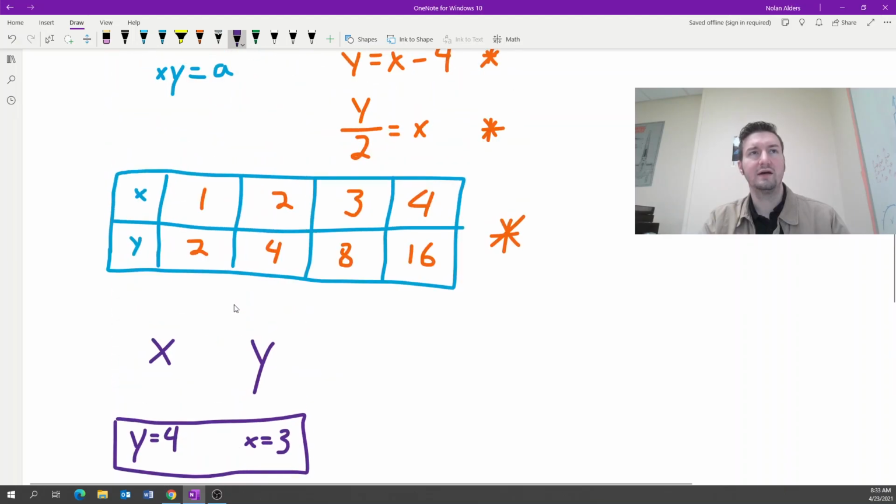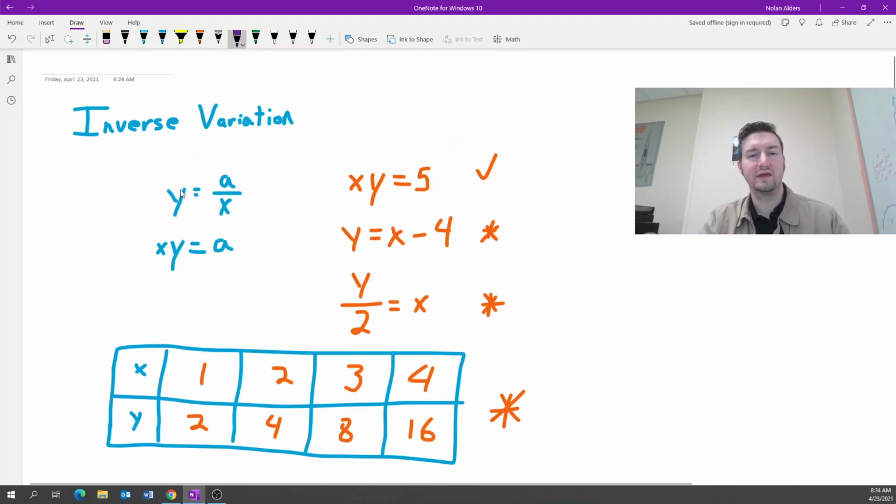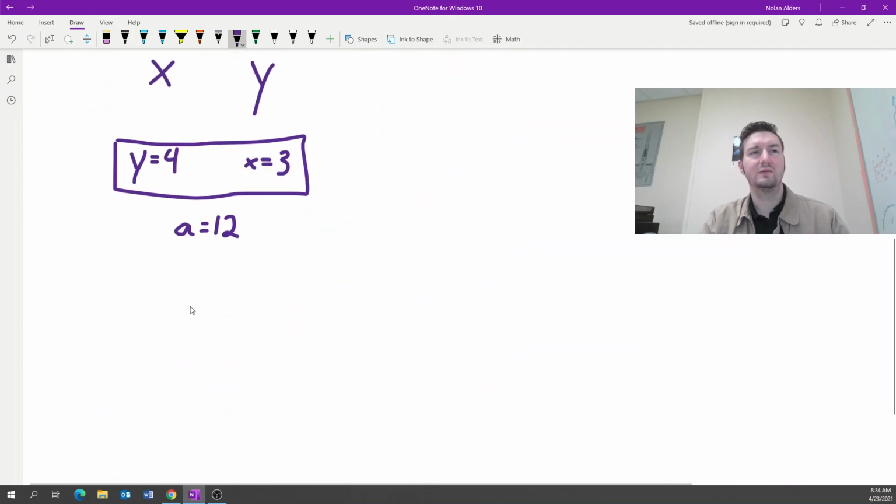So then we can write our equation. If we want to write it in this form, we can. Right here, we'll write it in this form. So y equals a over x. So we'll do y equals 12 over x. Y equals a over x. And that's how you would write an equation, guys.